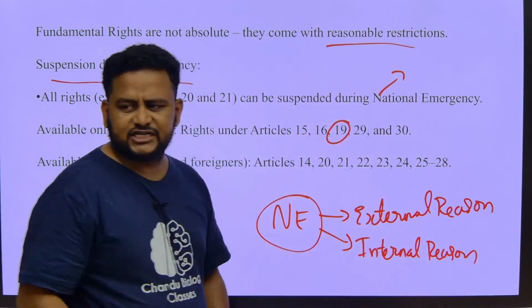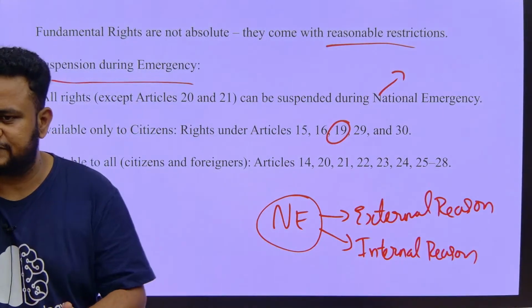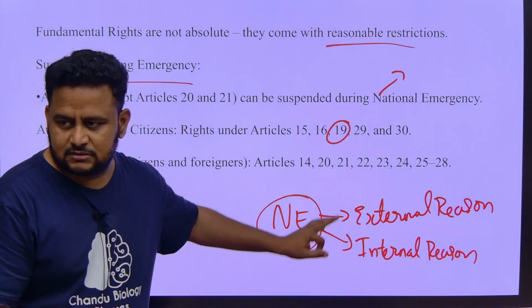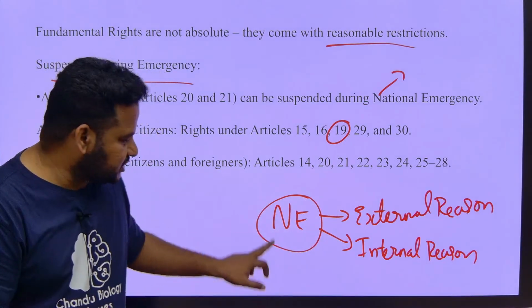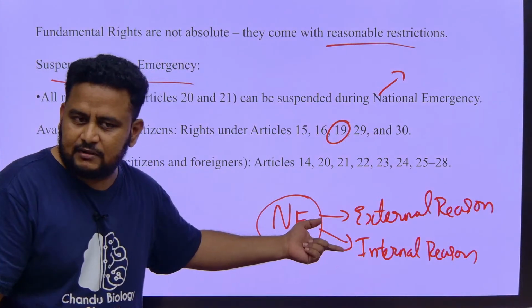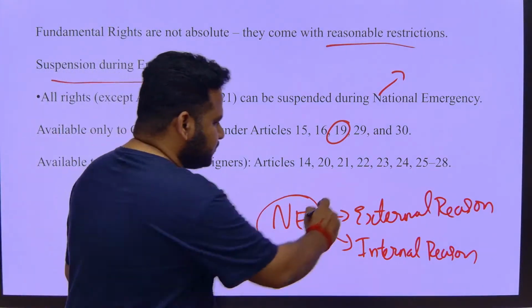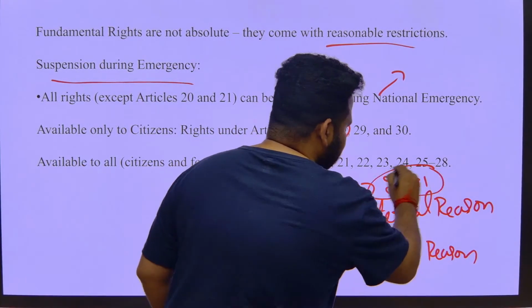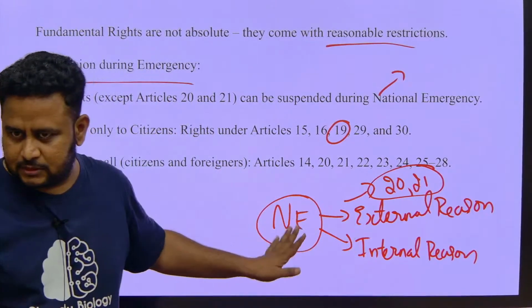For example, national emergency is applied in some part of India because of some Naxalite attack. Naxalites are within India, so that is an internal reason. National emergency can be due to either of these two reasons. If it is due to an external reason, only Articles 20 and 21 will be available. All other things will be scrapped.